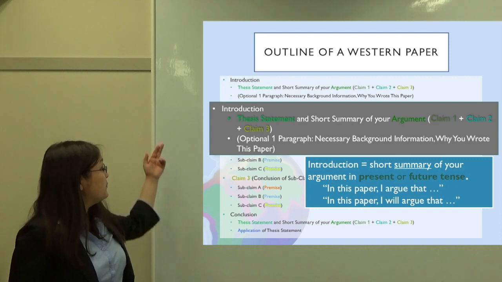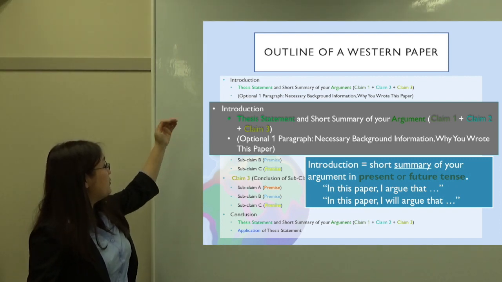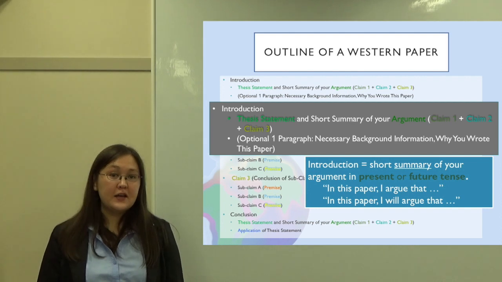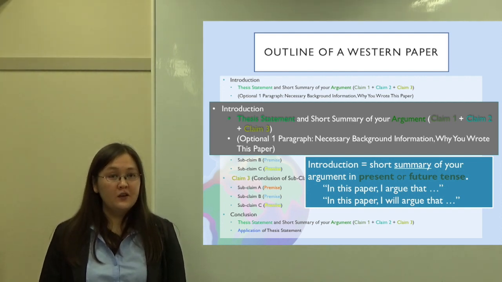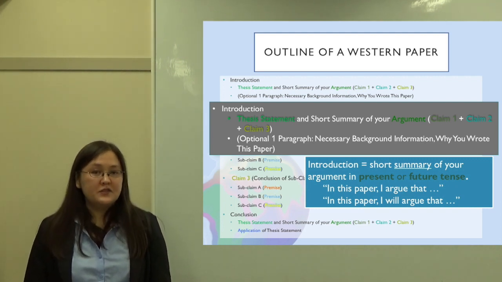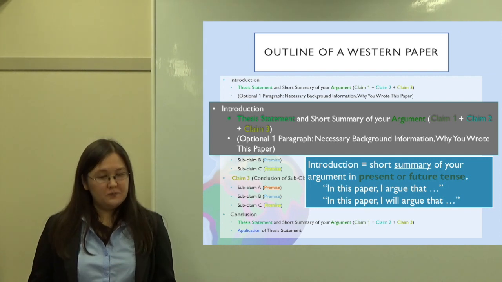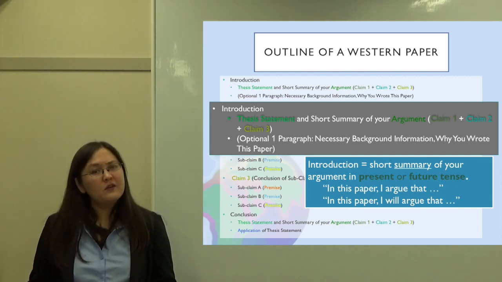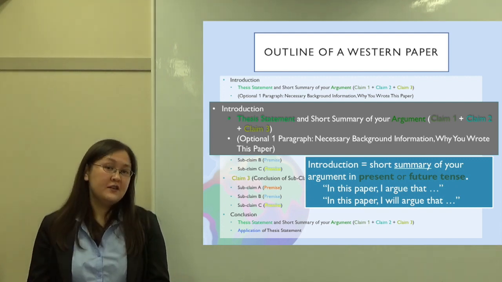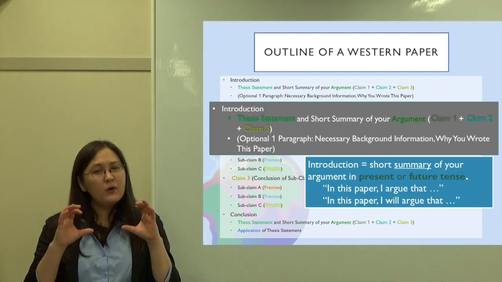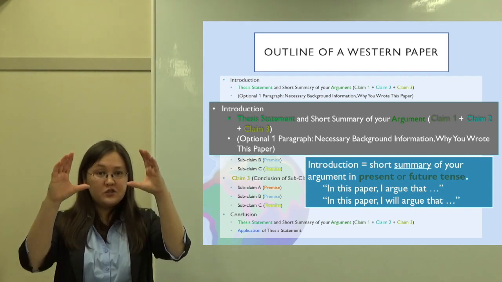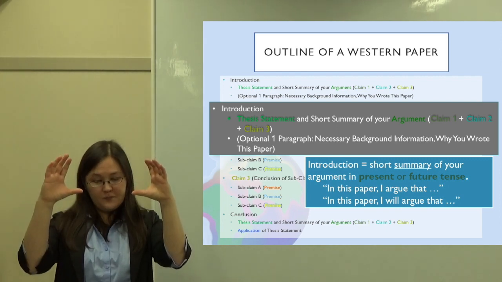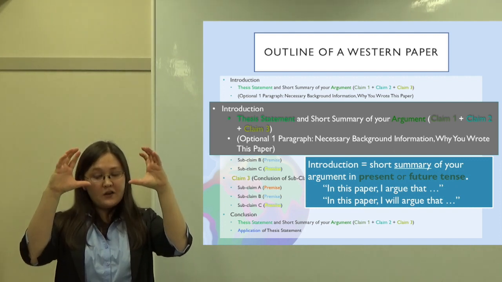So in our introduction, I've made it larger here in the gray box. The introduction is your thesis statement and a short summary of your argument. That's your claim 1 plus claim 2 plus claim 3. Very brief, just in 1 to maybe 3 sentences. And optional, so not necessary, but if you feel that you need to give a little bit of background information, or if you want to say why you decided to write this paper, you can make 1 paragraph about that at the bottom of your introduction. But the main important part of your introduction is your thesis statement and a brief summary of your argument, claim 1, 2, and 3. So that all goes into the introduction.